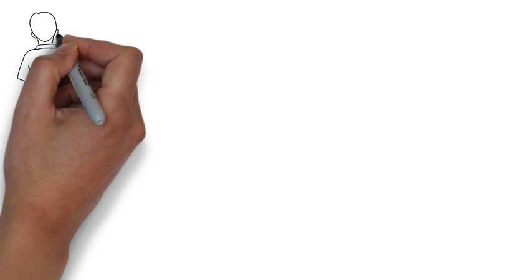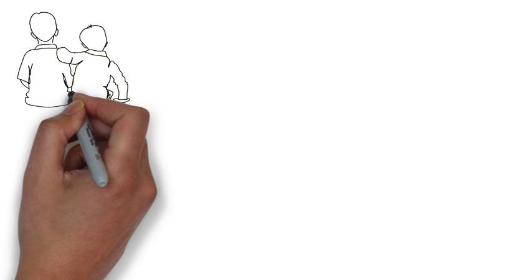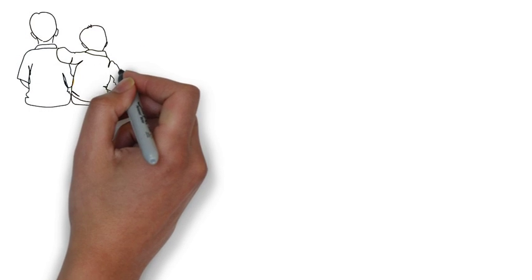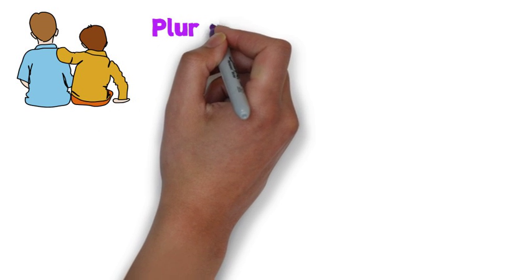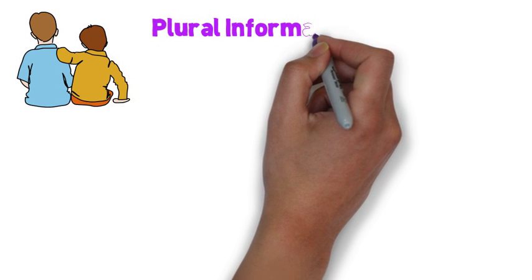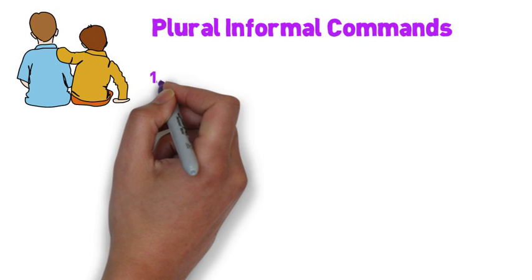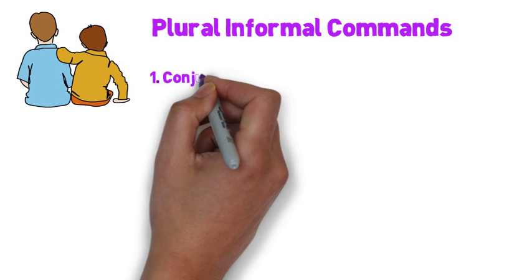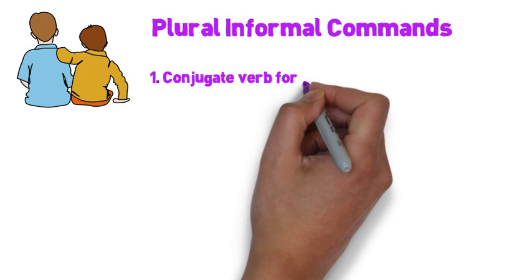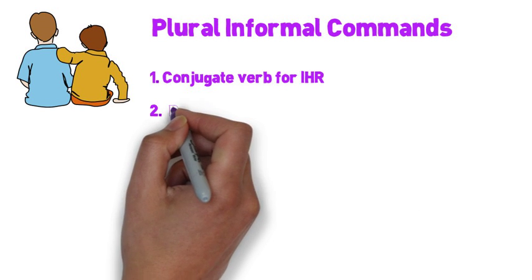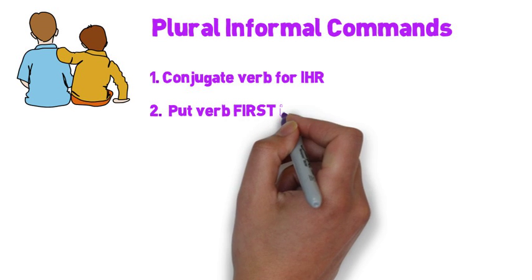Let's move on to plural informal commands. In other words, when you're talking to two or more people who you'd address by their first name. Plural command forms are actually much simpler than singular informal command forms, because there will be no weird stem changes involved. All you need to do is conjugate the verb for ihr, then put that verb first in your command, but again, without the word for you. So we're going to eliminate the word ihr.